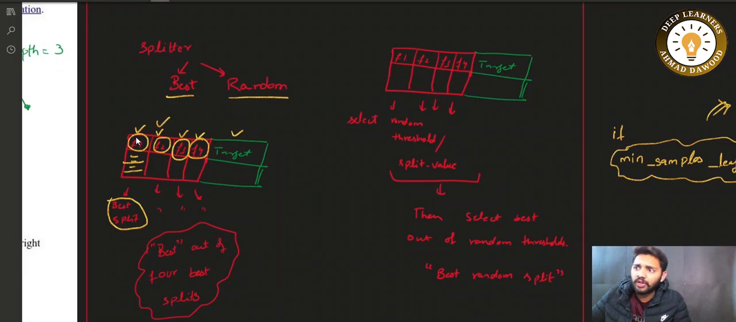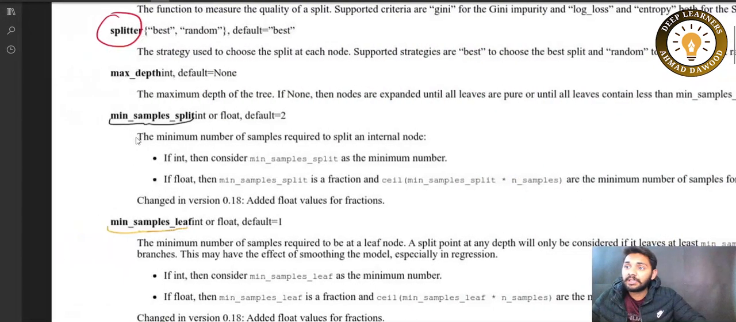In this way you do for F2, F3, F4. Okay. And now all the features have some best split values. Then again you will compare between the best split values of all the features, and whichever feature is giving you the best split value, meaning the lowest Gini impurity, you will select that. Meaning, best out of four best split values you select.